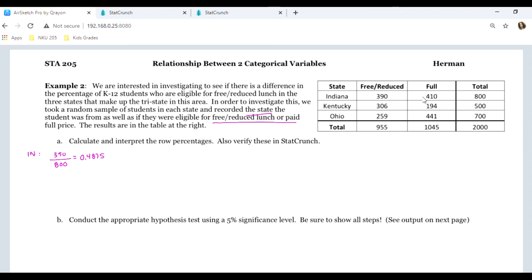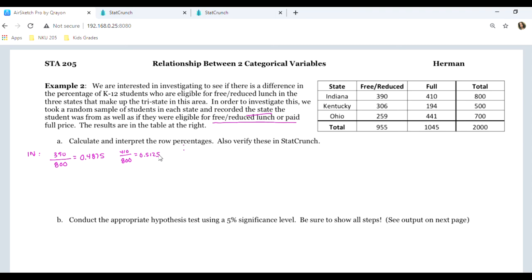Then I'm just going to move over and do the 410 still out of those 800 students in Indiana and get 0.5125. What's going to happen every time I do row percentages when I'm looking at one row is these numbers better add up to 1 or 100%.